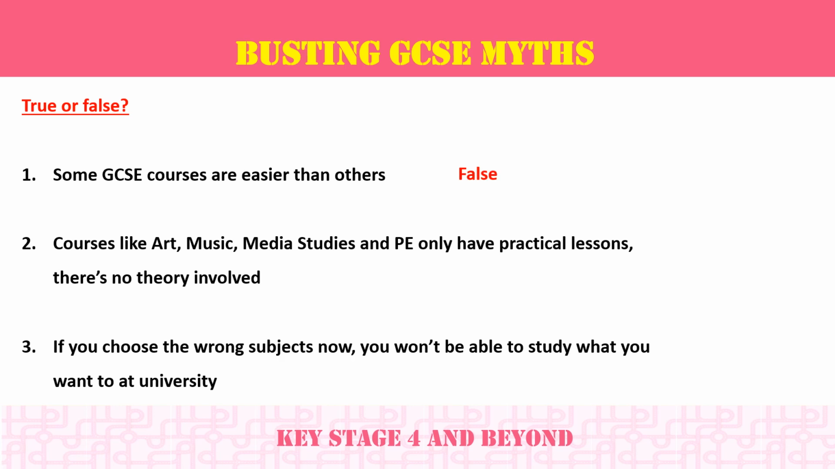So number 1, some GCSE courses are easier than others, is false. All GCSEs are weighted equally. They are regarded equally. That's not to say that somebody might not find one GCSE course more appropriate for them than another, but GCSE courses are all regarded equal.